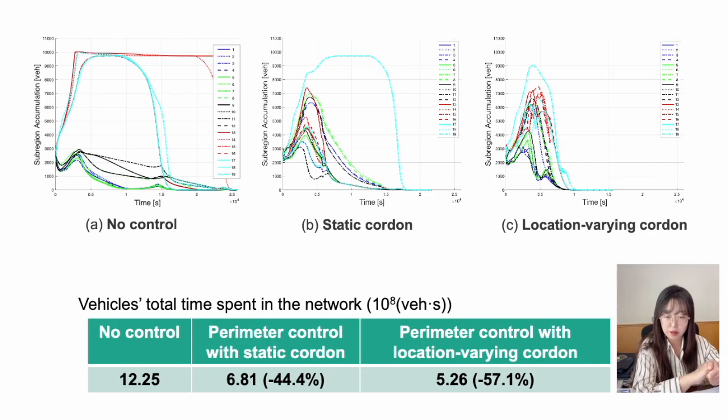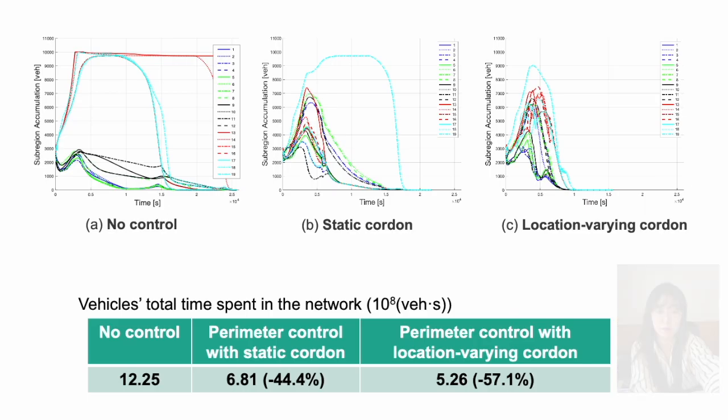While in the location varying cordon case, vehicles are uniformly distributed in the network, and the network gets emptied at the end of the simulation. For the vehicles' total time spent in the network, the location varying cordon improves the network performance by reducing the total time spent by around 57%. We can say it's a big improvement in eliminating traffic congestion.